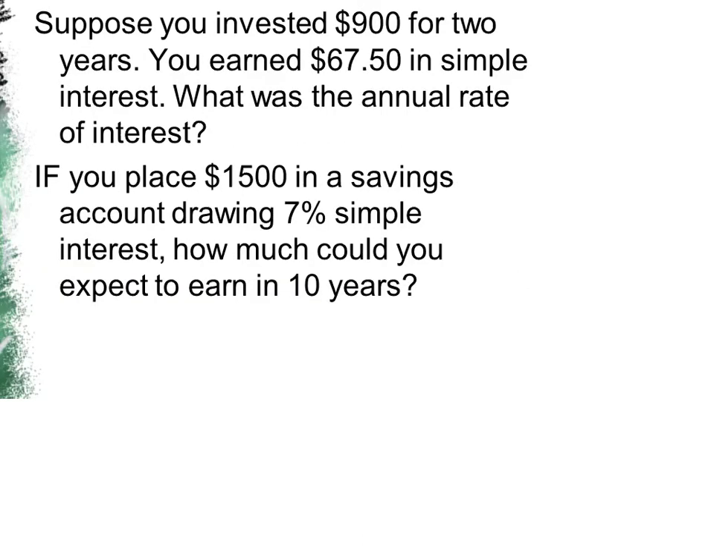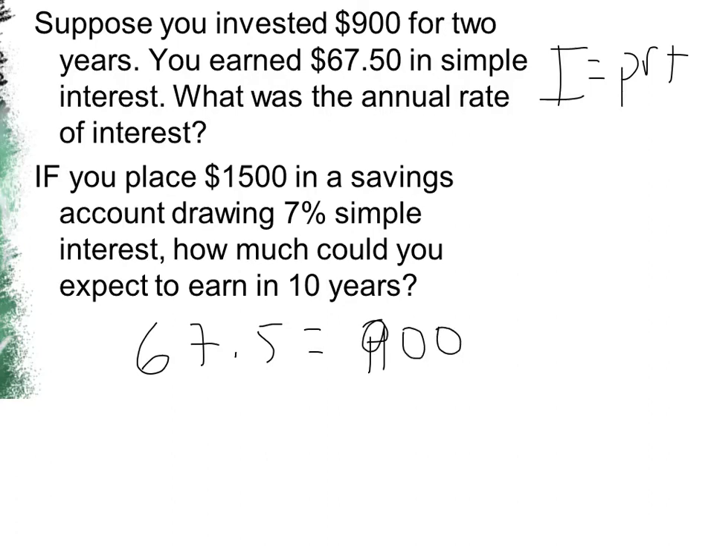Okay, so for this one, you invested $900. This one you're using I equals PRT. 900 would be the principal, and 2 is the T, and 67.50 is the I. So let's fill in the blanks. 67.5 equals, we don't know the percent, or no, I'm sorry, the principal is 900. We don't know the percent, so we'll call that X, and time is 2. So if you rewrite this, 67.5 is equal to 1,800 X.